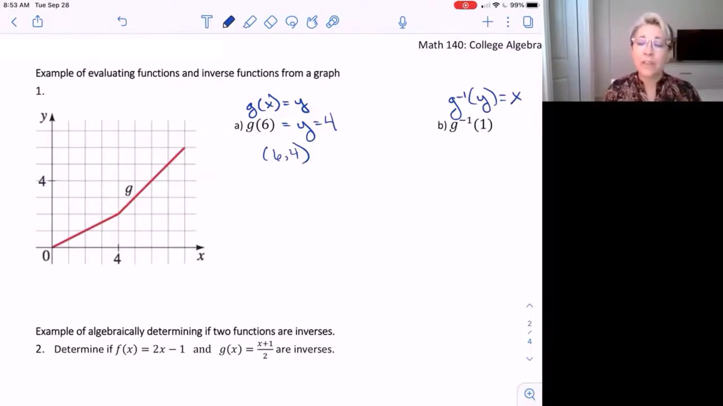So this time they're giving us the y value of 1. So if y is 1, then that will give us an x value of 2. So the inverse function would have the point (1, 2).